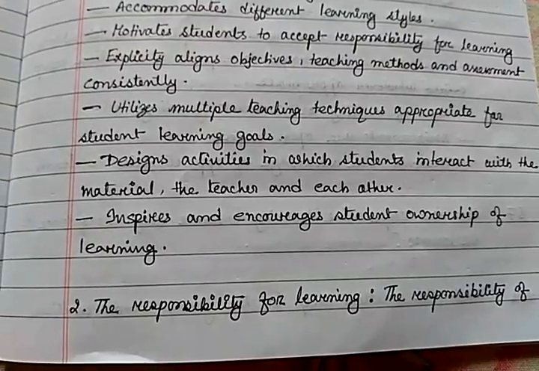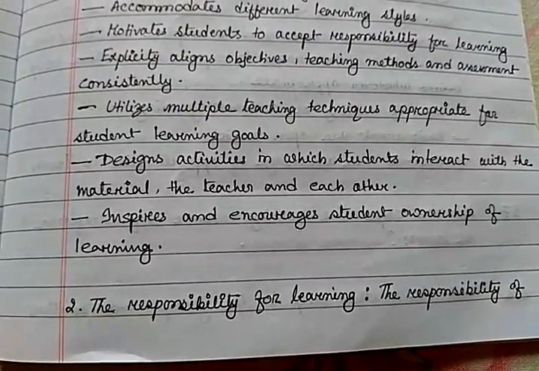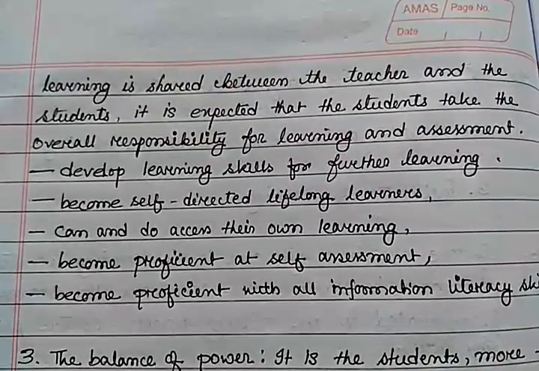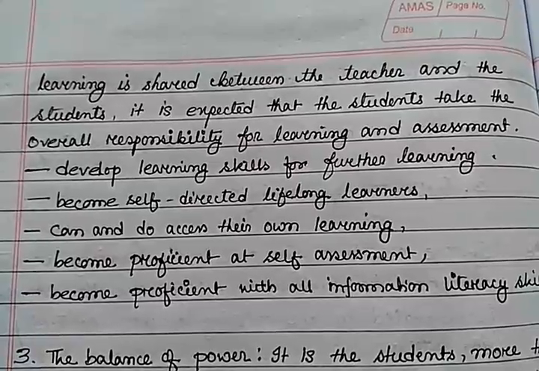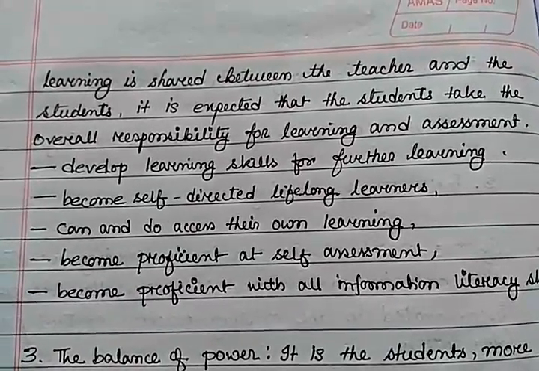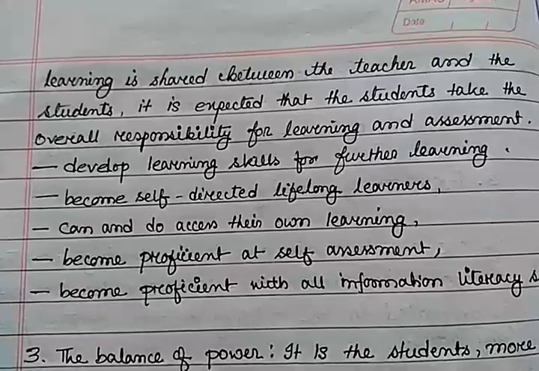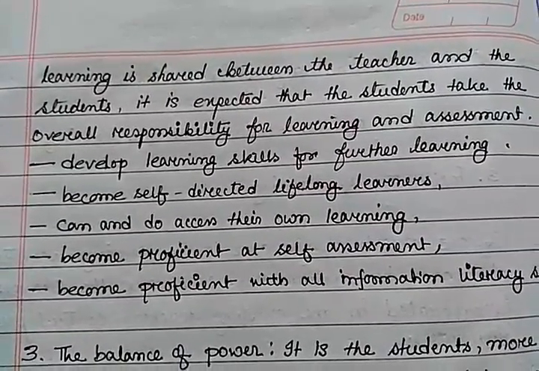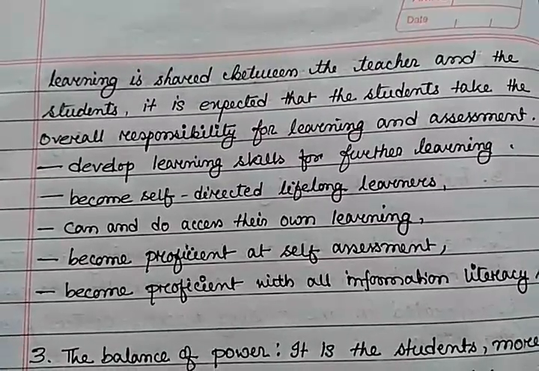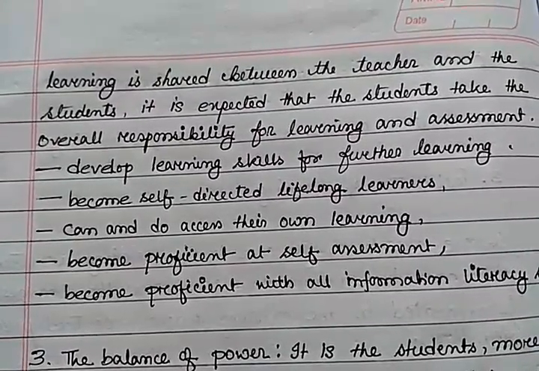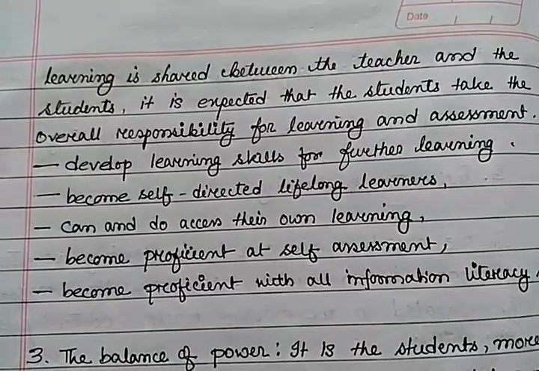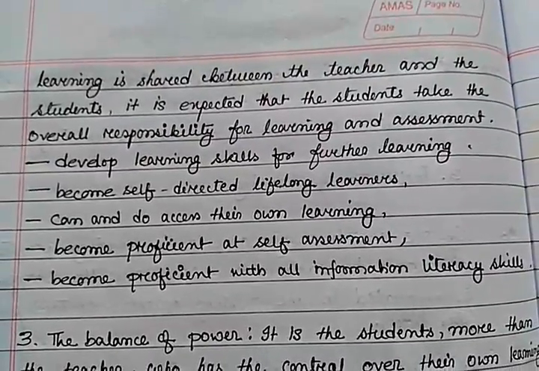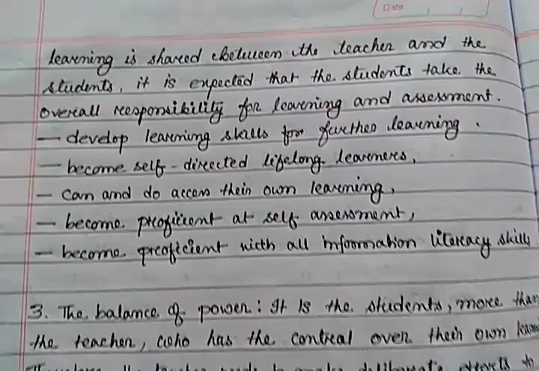This is point number 2, the responsibility of learning. The responsibility of learning is shared between the teacher and the student. It is expected that the student take the overall responsibility of learning and assessment, develop learning skills for further learning, develop self-directed lifelong learning, can and do assess their own learning, become proficient at self-assessment, become proficient with all information literacy skills.